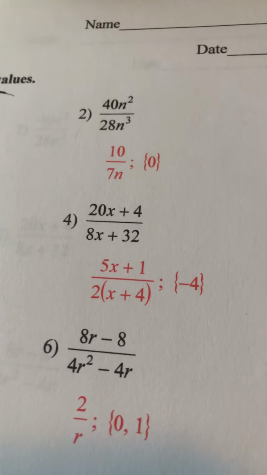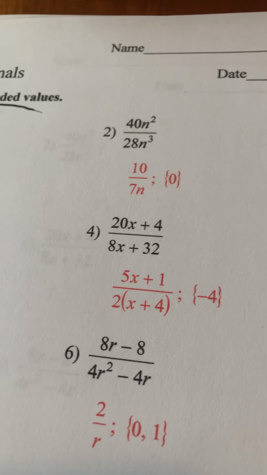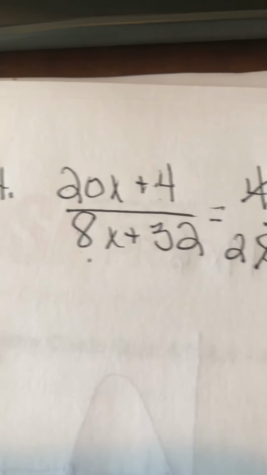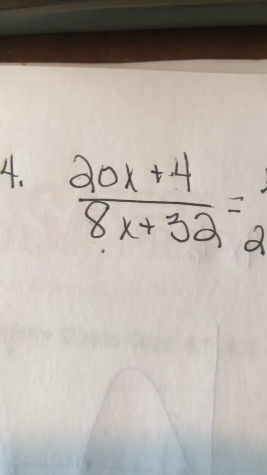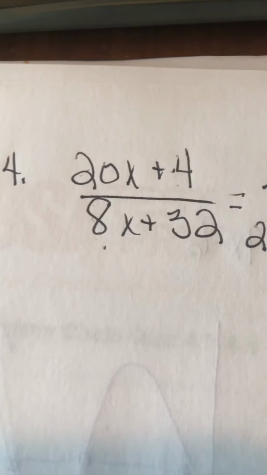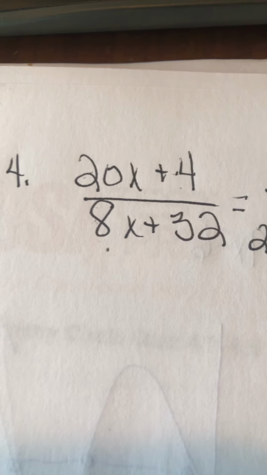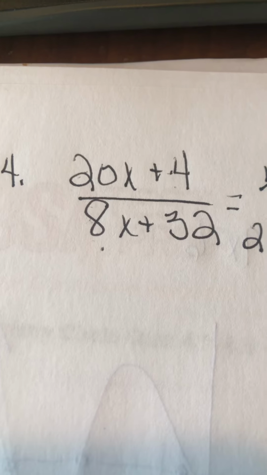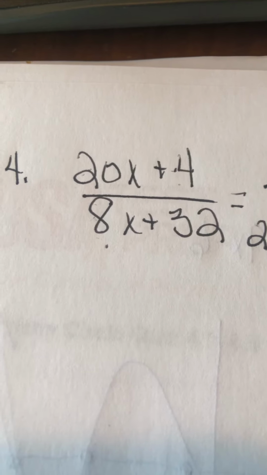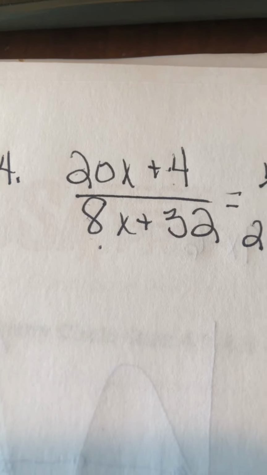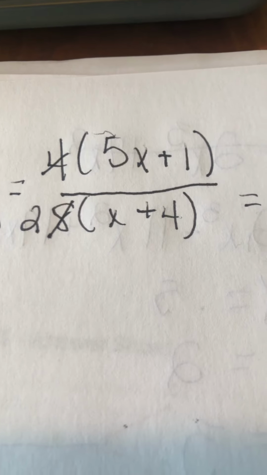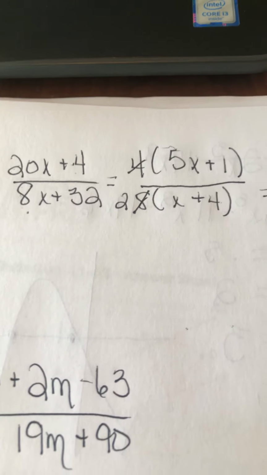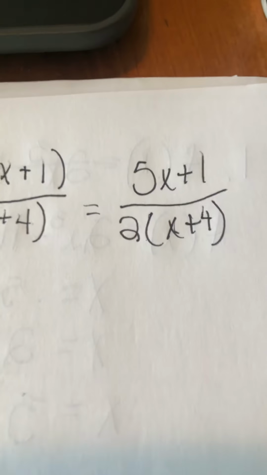So now if we go to number 4, here's number 4 in the homework: (20x + 4) over (8x + 32). I brought it over here and wrote it out. The first thing we want to do is factor out the GCF, because these are binomials, not quadratics, so they're not going to factor into two binomials. We can see 20x + 4 has a GCF of 4, and 8x + 32 has a GCF of 8. You're not going to factor out x because it's not in both terms; it's only in one term in each binomial. So I factored out the 4 in my numerator and the 8 in the denominator. Here's what we have for our answer.